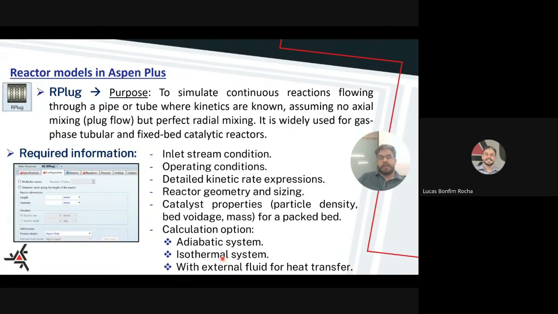For our plug model, the plug flow reactor model, we are trying to simulate the reactions through a pipe or a tube where kinetics are known. We are assuming no axial mixing, but we have perfect radial mixing. It's why we use it for gas phase tubular or fixed bed catalytic reactors.